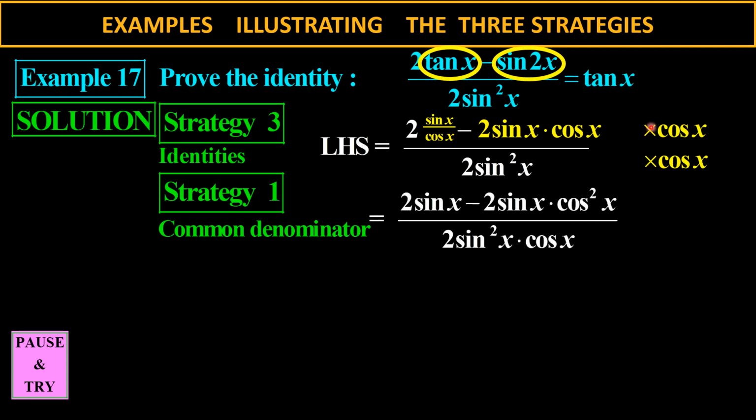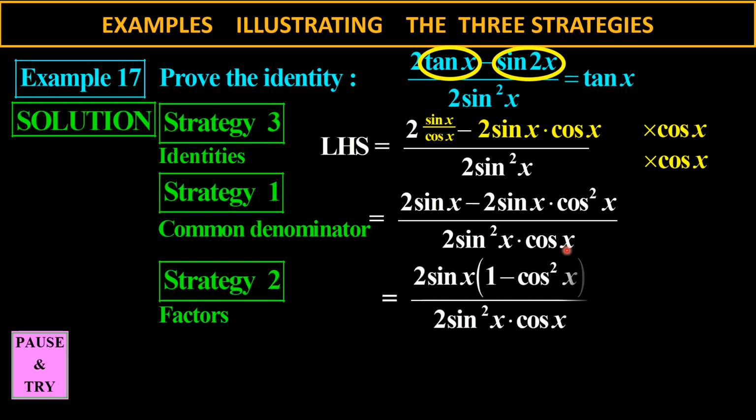So that cos x can cancel with that cos x. That leaves me with 2 sin x, and cos x times cos x becomes cos squared x. And cos x times 2 sin squared x is 2 sin squared x cos x. So they have simplified. Now, can I simplify any further? Nothing can cancel here, so I have to use factorization. I can take out a 2 sin x in the numerator, which ends with 1 minus cos squared x.